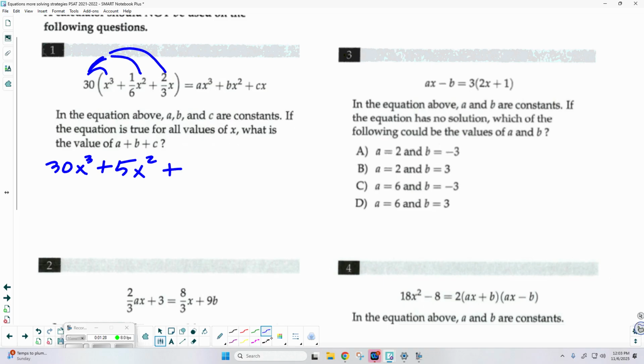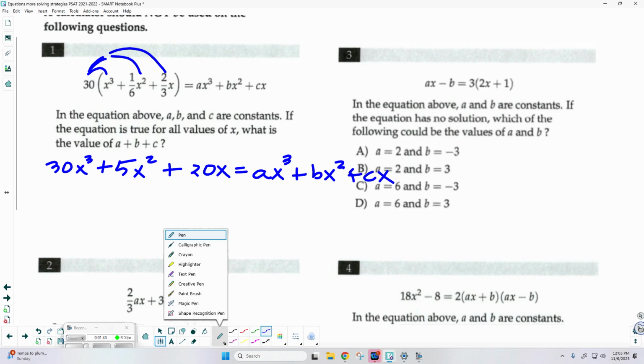And then plus, I need 2/3 of it. That'd be 20. So 2/3 x times 30 is 20x. Is equal to ax cubed plus bx squared plus cx. I ran into the other problem, but that's okay. All right. So if I go ahead and start comparing these, I know that the coefficients of the like terms, they've got to be the same. So this tells me that 30 is A, 5 is B, and that 20 has got to be C. So all we want is A plus B plus C, which would be what? 55. 30 plus 5 plus 20.